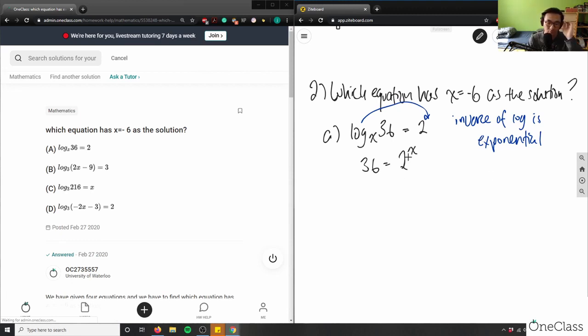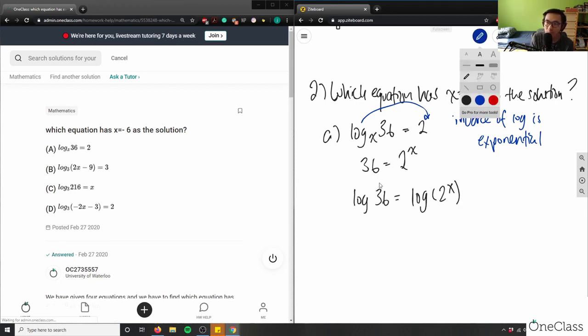Once I have this, I can take the log of both sides to solve for this problem. So log 36 equals log of 2 to the power of x. I'm taking log of both sides. With my logarithmic rules, I can bring this x down, so I would get log 36 equals x log of 2.